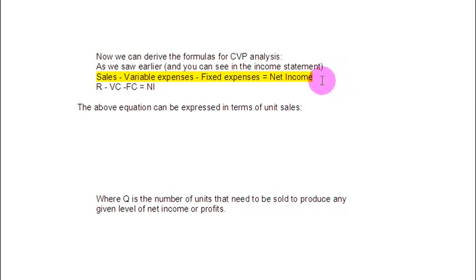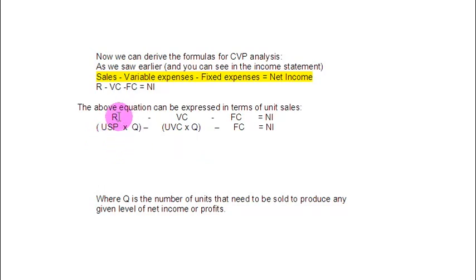Let's translate that to a formula format using the abbreviations I showed you earlier. Revenues minus variable costs minus fixed costs equals net income. Same thing, right? That's just an income statement. Now, all we're going to do is replace some of these things and do some algebra to move them around, and we'll end up with a very useful formula for break-even analysis. The first thing I'm doing is just replacing revenue and variable costs with the term that includes Q.